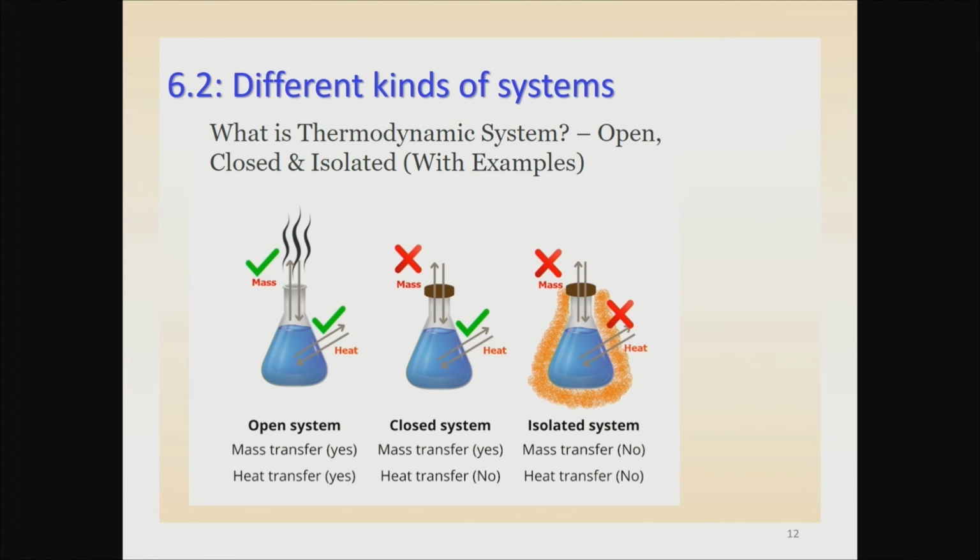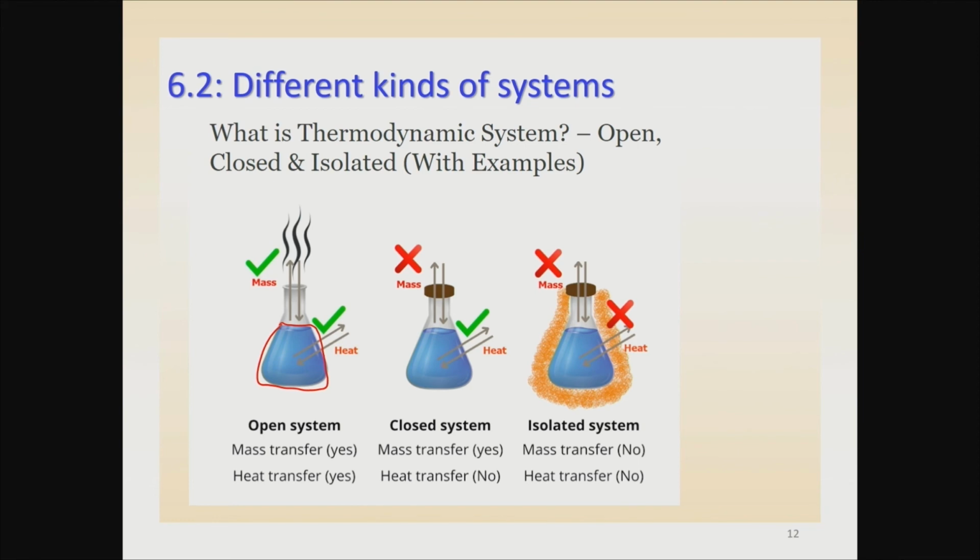So let's say your system is these chemicals in this flask here. You can see that the flask is open. So if you wanted to, you could add matter into the system, or you could take matter away. Also, maybe the flask is made of glass, and so heat can leave the system and go into the surroundings, or heat can leave the surroundings and go into the system. So when you have a system which allows transfer of mass and heat with the surroundings, this is an open system.